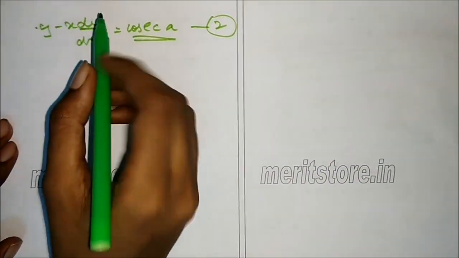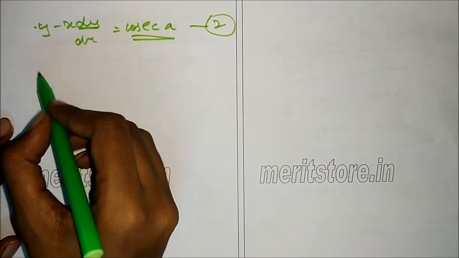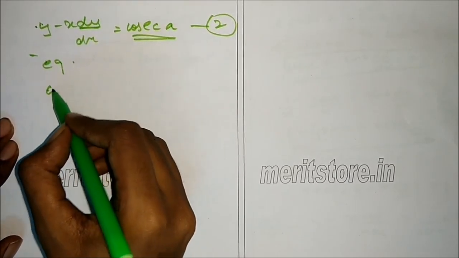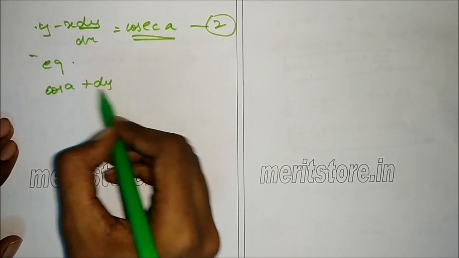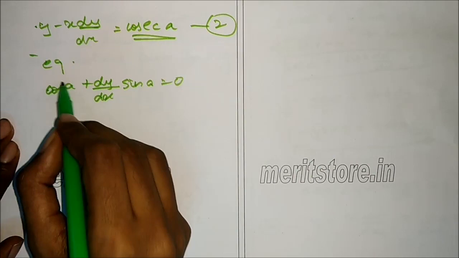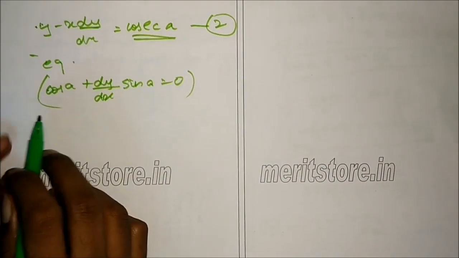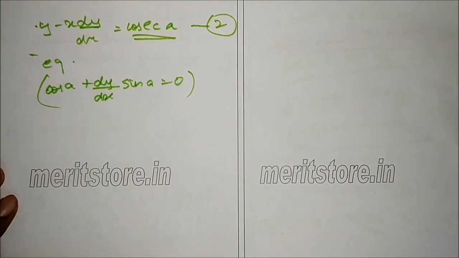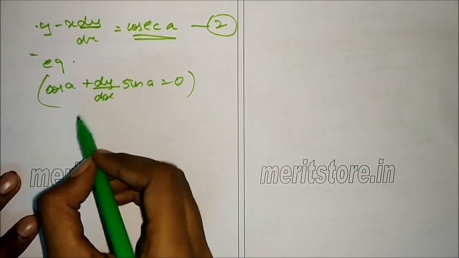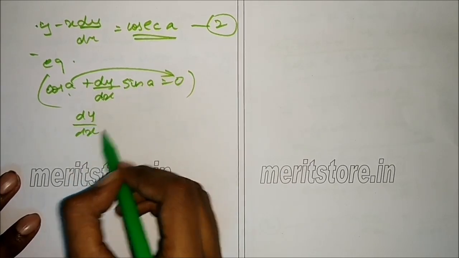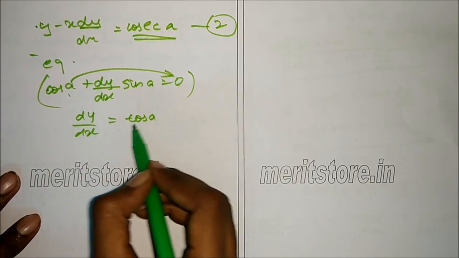Now, from equation 1: cos A plus dy by dx sin A equals 0. This is what we got when we differentiated the equation for the first time. So rearranging this term, taking cos A to RHS, this will be dy by dx equals minus cos A by sin A.